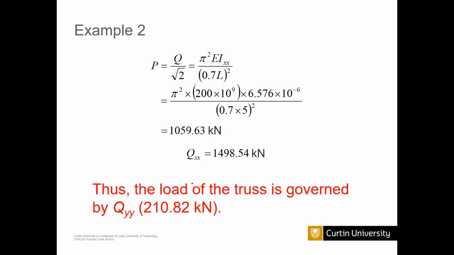The load of the truss is governed by QYY because the lower value will reach easily. So QXS is very high. To break the column in XS direction, you should apply a much higher load. But before that, it will break in the YY direction. That is the meaning of this answer. So you will get the lower value for the QYY.